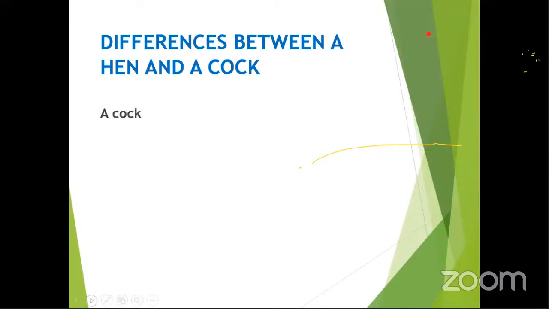We have a cock here, and we shall have the hen the other side. Someone was impressing me that a cock is a father, while a hen is a mother. But it can be correct if you continue saying that a mother chicken. But we don't really encourage you to say so.